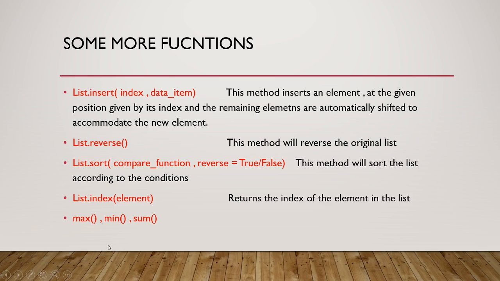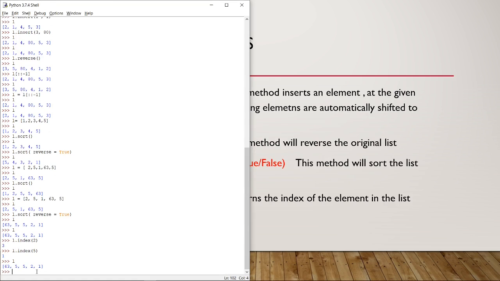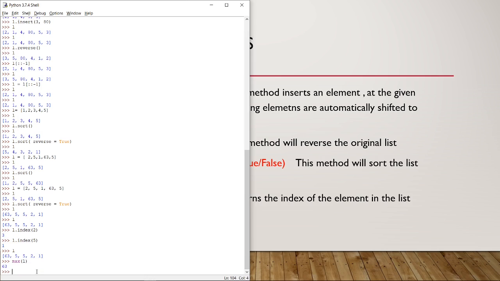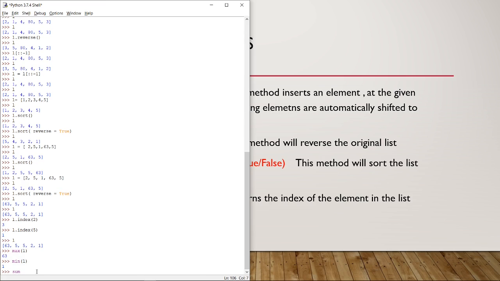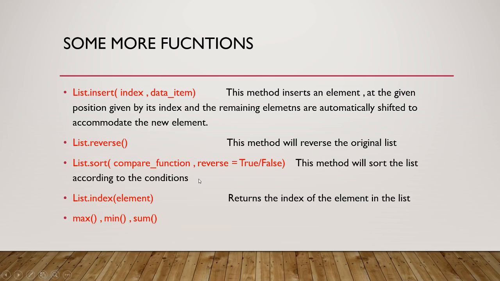Now max, min and sum are functions that work just as the names suggest. I'll show you. We have list L. When we use the max function, it returns the max value of the list, that is 63. When we use min, it returns the minimum value of the list, that is 1, and sum returns the addition of all the elements in the list, that is 76. So these are the things that you need to know about lists in Python.